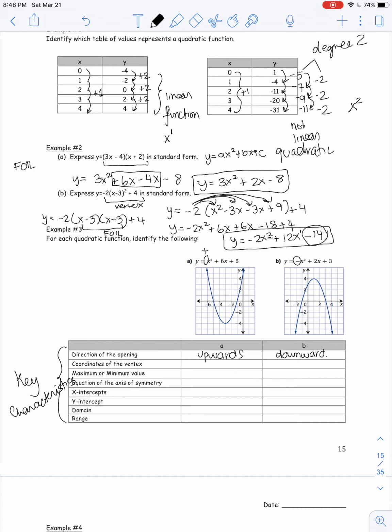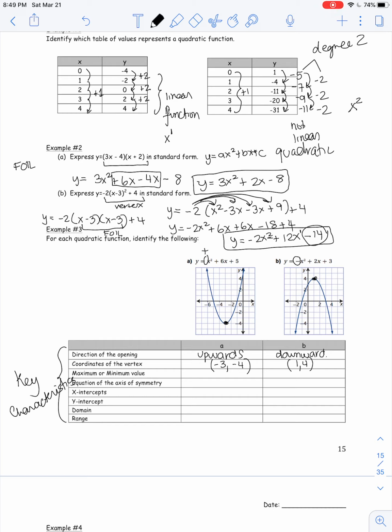The coordinates of the vertex are always either the lowest point or highest point on the parabola. In this case, A, we have the lowest point should be labeled as -3 and -4. So -3 and -4. B, our vertex looks like it's at 1 and 4.